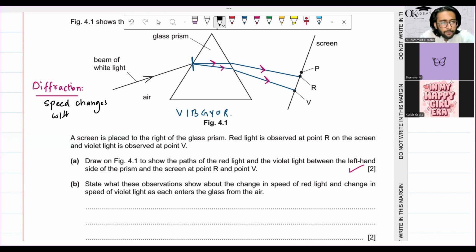Speed changes with medium. As you change the medium, the speed of the wave will change. So what these observations show is the changing speed of red light and the changing speed of violet light as it enters. Violet has a lot of energy, so more energy, more frequency means a lot more change in speed. While red doesn't have a lot of energy, the deflection is also not that much, so the change in speed would also be less.